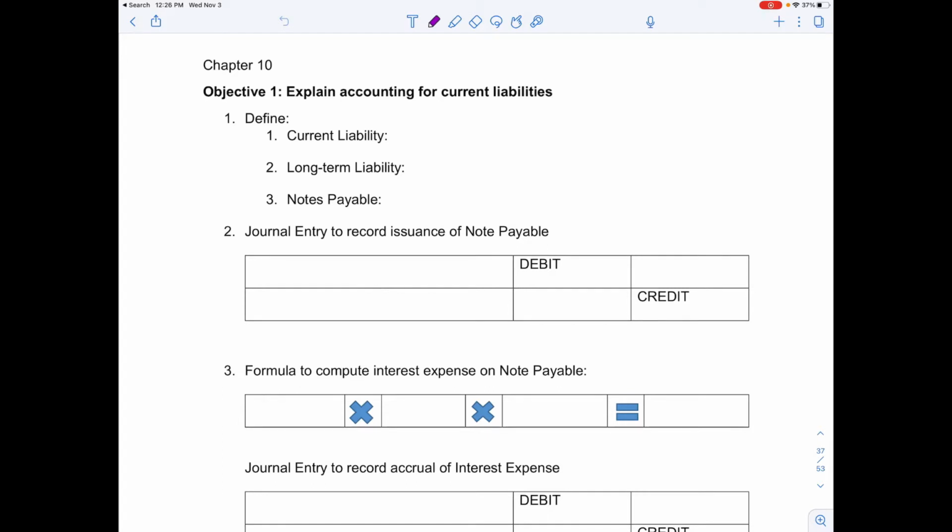As we went through the chapter on receivables, a lot of this is going to look familiar. We're just looking at the other side of it now for payables. So that first entry that we want to know, when we issue a note payable, we're going to debit that cash and credit our notes payable.